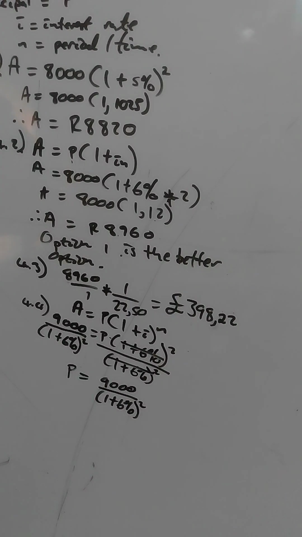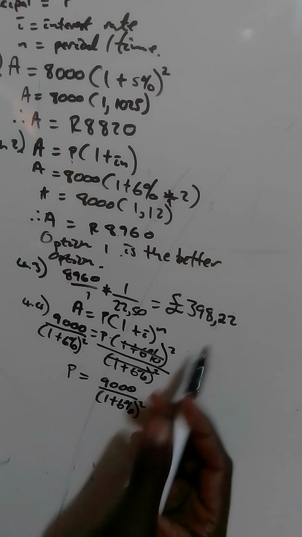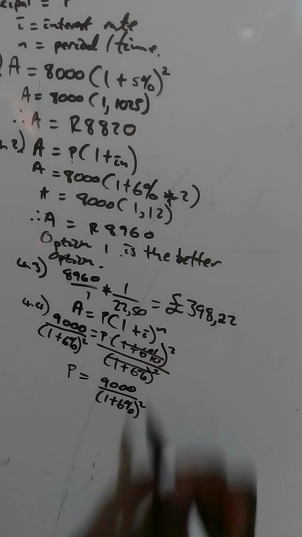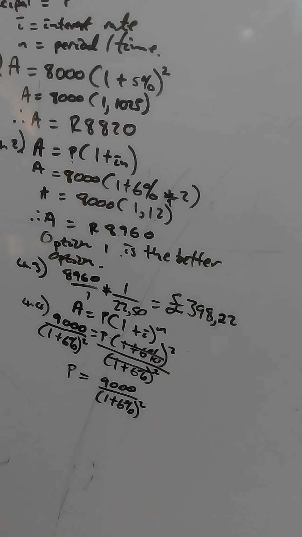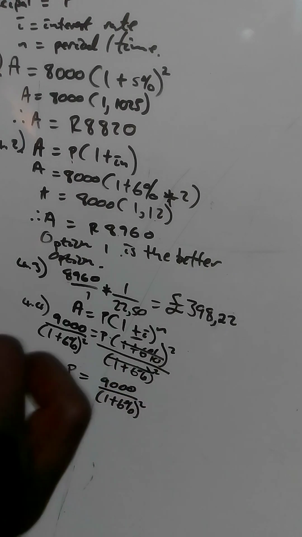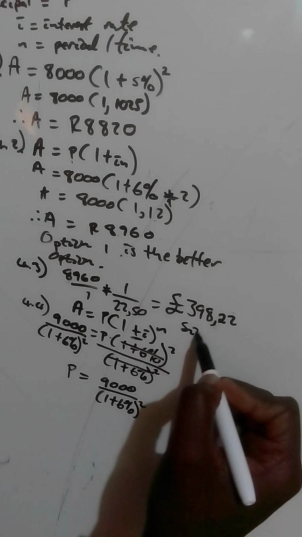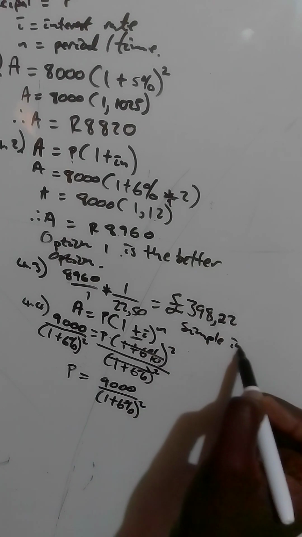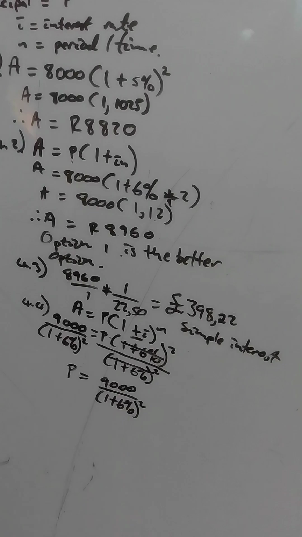I now know why I made a mistake. I used the wrong formula. So if you use the wrong formula, everything is going to be incorrect. Why? Check the formula I used here. I used compound interest, but option 1 was what? Simple interest. Simple interest. So sorry for that.